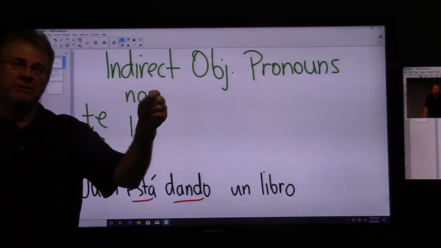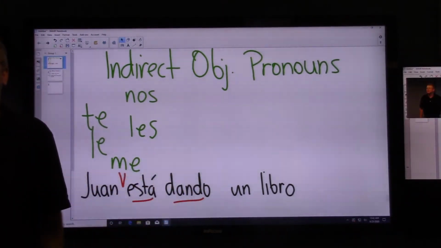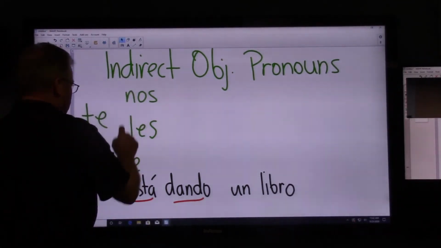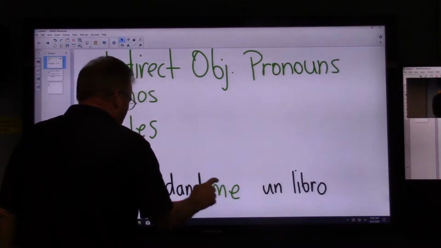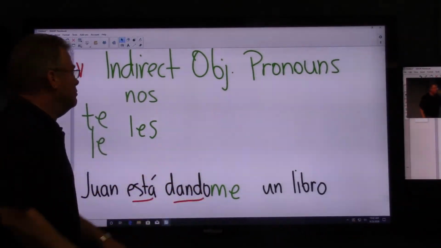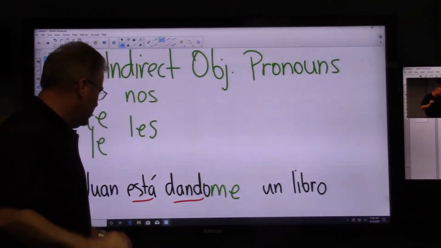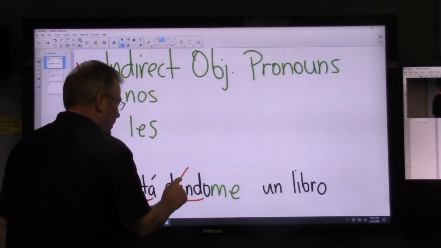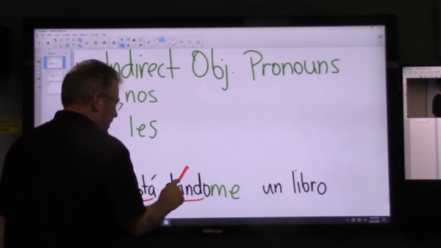Or I can smash it on the end of an unconjugated verb. No unconjugated verb here. But I can also smash it on the end of a gerund. Look what happens, however, when I smash it on the end of a gerund. Juan está dándome un libro. Because I'm adding a syllable onto a gerund, I must also add a written accent mark. Listen to what syllable is stressed. Juan está dándome un libro. Dándome un libro. See? That's my written accent mark that I have to add.